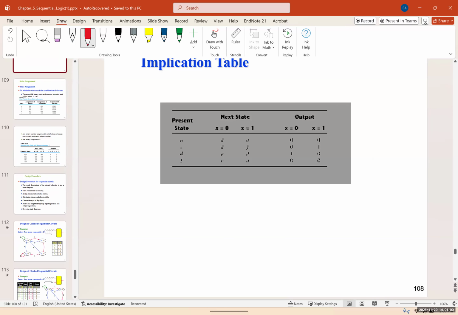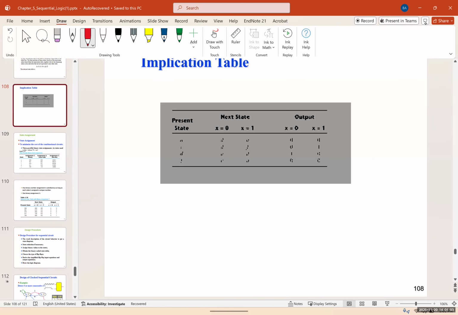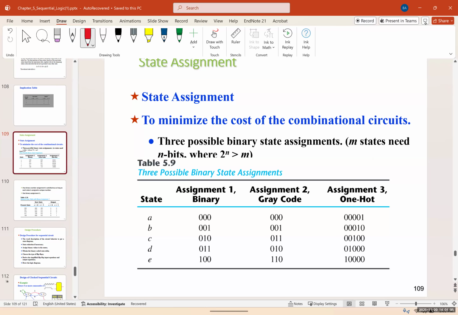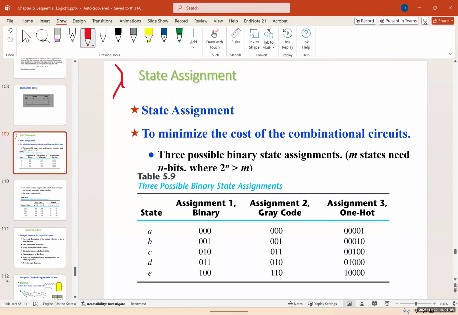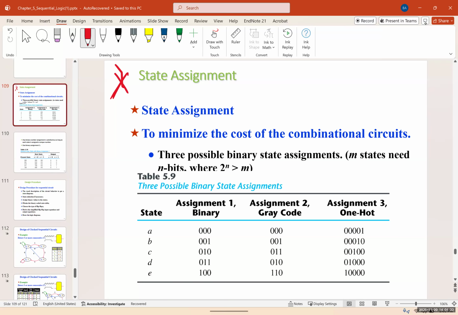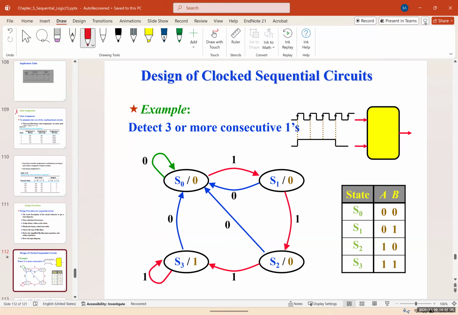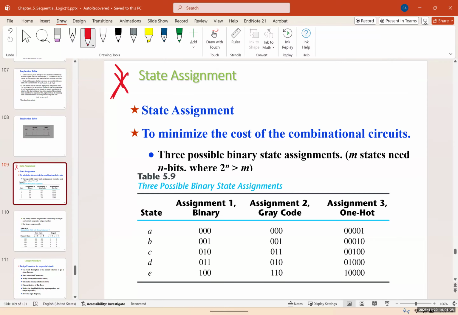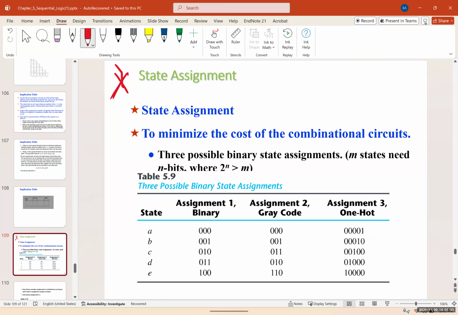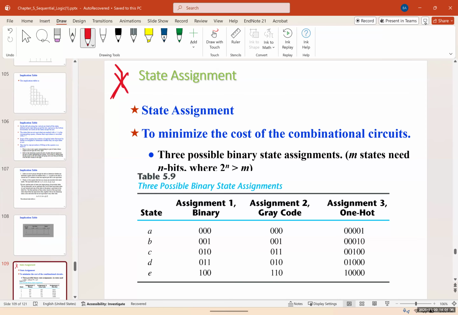And I think it's enough for today. I will continue with the state assignment in the next class, and I will solve some practice problems. It may seem a little confusing till I solve some practice problems, so you would get familiar with the state assignment, the state reduction, and the implication table as well. So that's it for today's class.